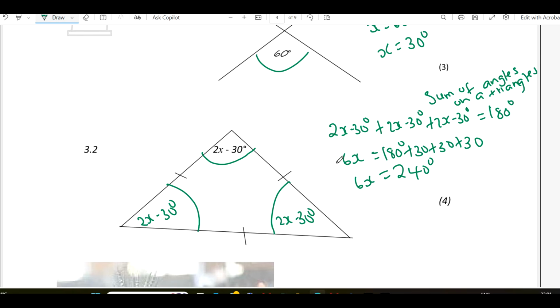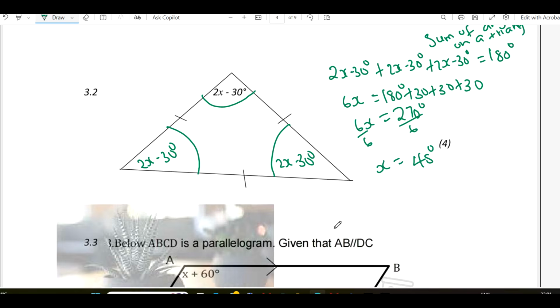180 plus 30 plus 30, guys. It's not 240, it's 270. Sorry, guys, for this little mistake. All right. So 180 plus 30 plus 30 is 270. It's 270 degrees. I will divide by 6, and then the answer is going to be 45. It's going to be 45 degrees.